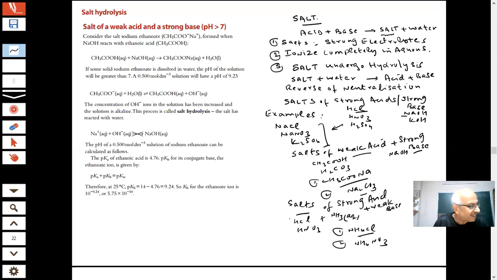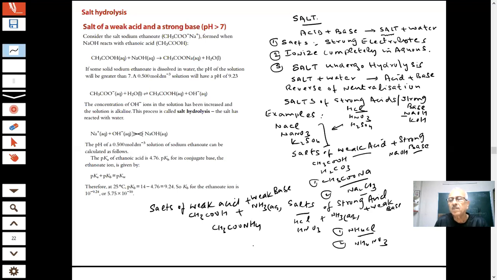You can also have a salt of weak acid and a weak base. Salts of weak acid and weak base. How will you form that? Weak acid and weak base. What is a weak acid? CH3COOH. And aqueous ammonia. What will be the salt if the two react? CH3COONH4. Okay? So these are the examples of the salts which we have told you.